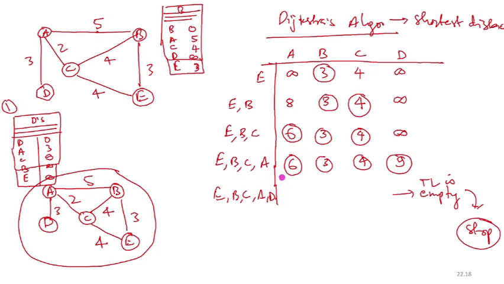So this is how, going from E to B, we are having 3 as the weightage. From E to C we are having 4 weightage. From E to A we are having 6 as the weightage, the minimum distance it is finding out. From E to D we are having the minimum distance of 9. So this is how the basic link state routing is basically done.